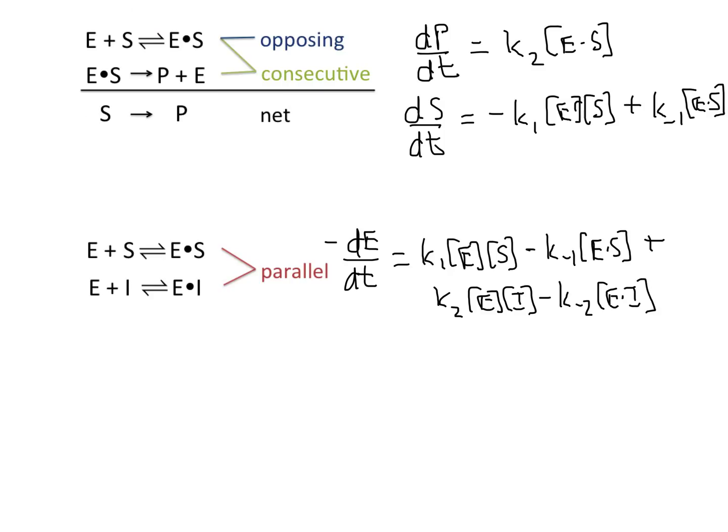Notice that our rate equation for the disappearance of any of the components in our mechanism will include a term for each reaction in which that component appears. So the enzyme appears in 1, 2, 3, 4 reactions, and so I have 4 terms in my rate equation.